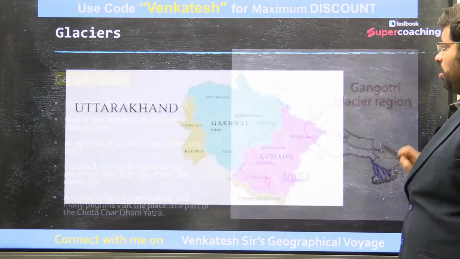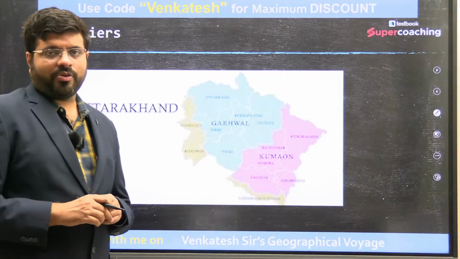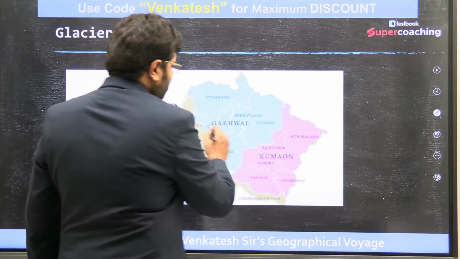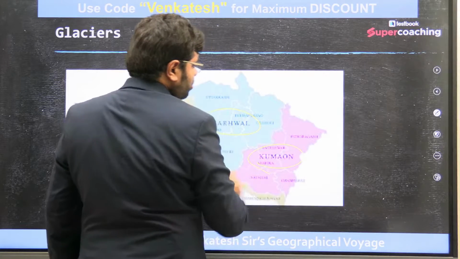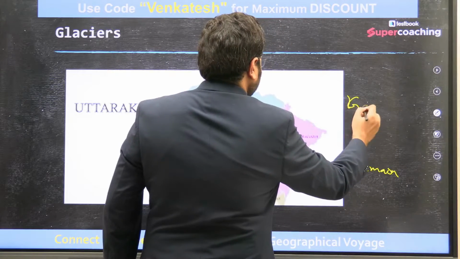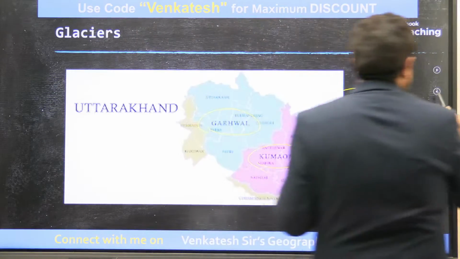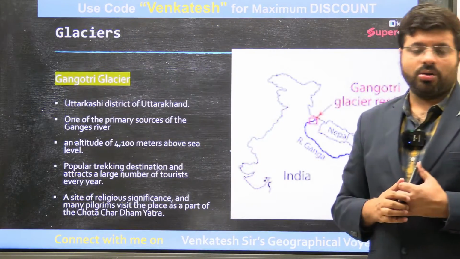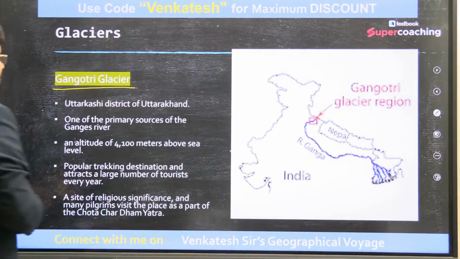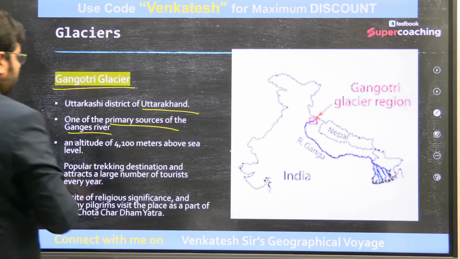Then you see, when you talk about Uttarakhand, there are two important regions which are very important from the map. The northern part of the Uttarakhand is called Garhwal Himalayas. Southern part is called the Kumaun Himalayas. Northern part is Garhwal. So they can ask you questions about which range something is part of. For example, Ganga, the important river of our country, originates from the Gangotri glacier, one of the primary sources of the Ganges river, originating in Uttarakhand.